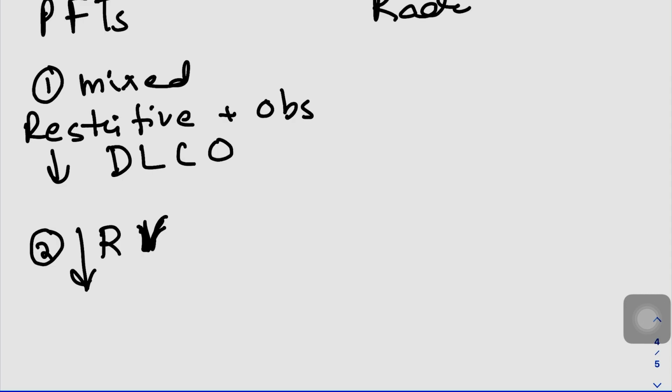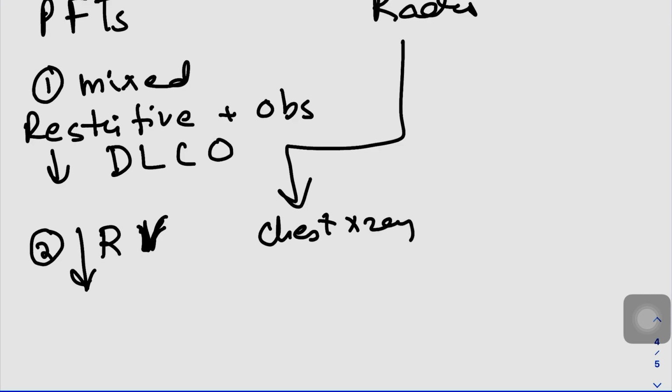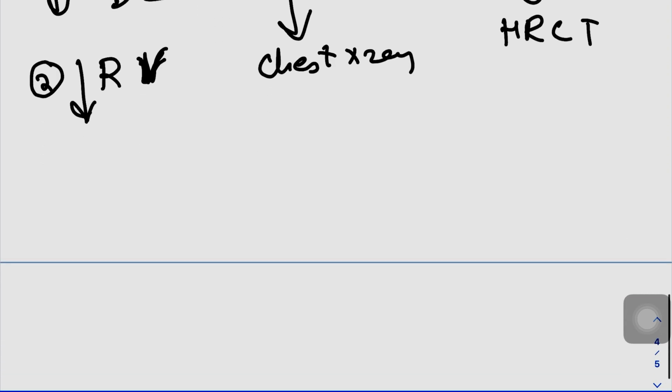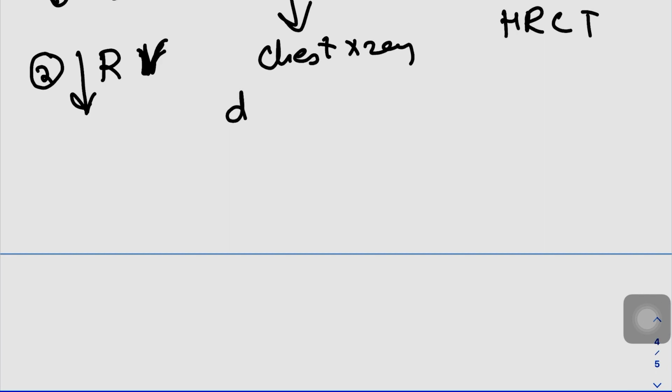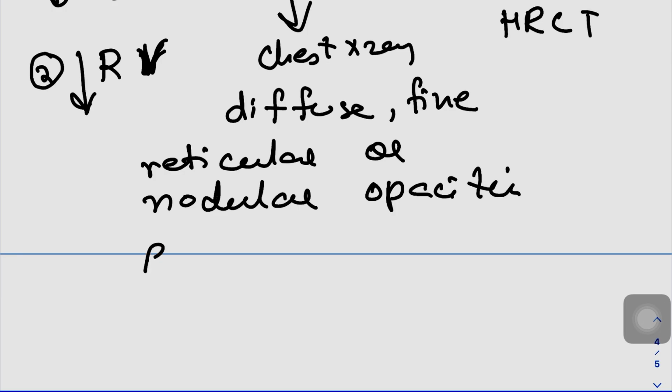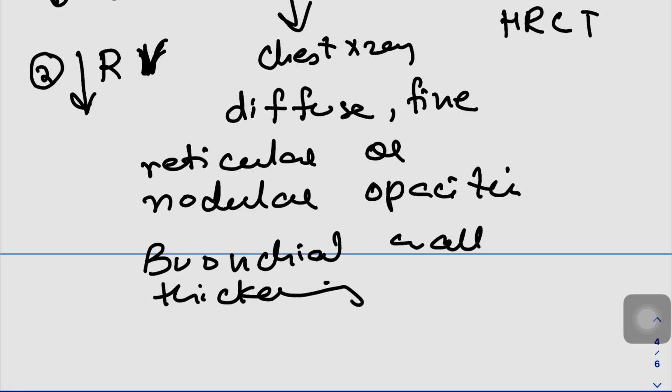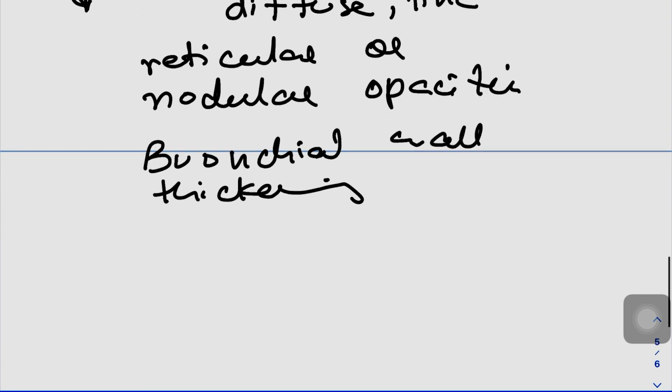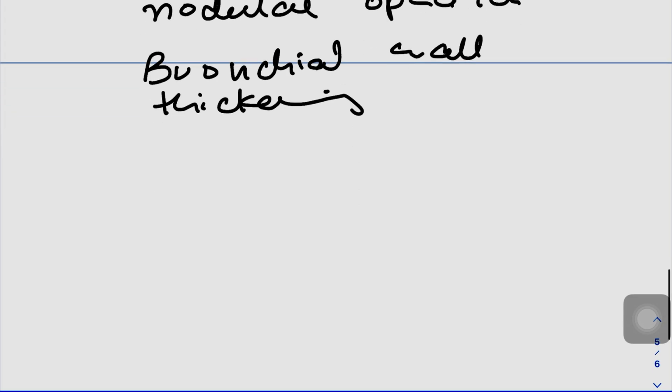Second is radiology. In radiology, we have X-ray and we have HRCT. In X-ray, we can appreciate diffuse, fine, reticular or nodular opacities, bronchial wall thickening, and some peribronchovascular markings, plus prominent peribronchovascular markings.